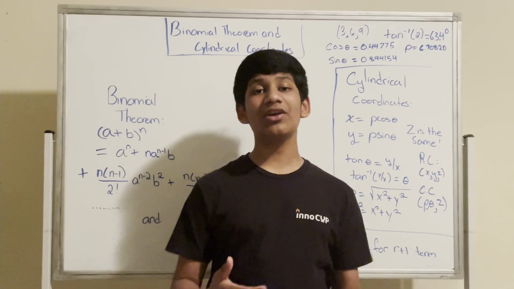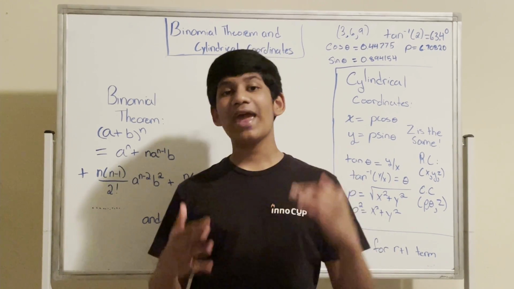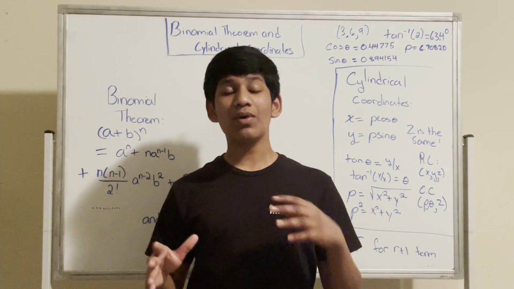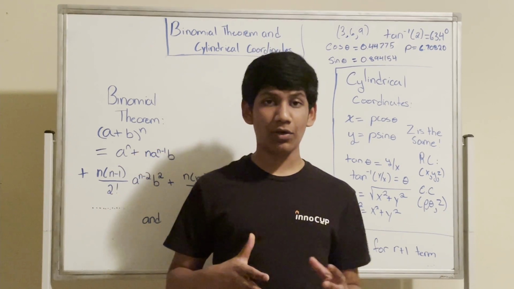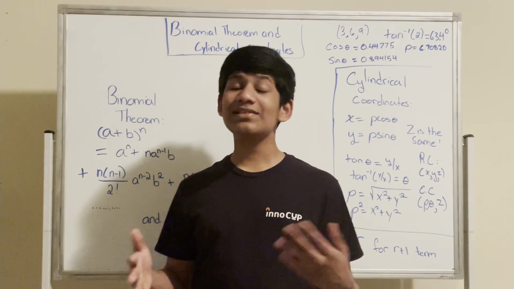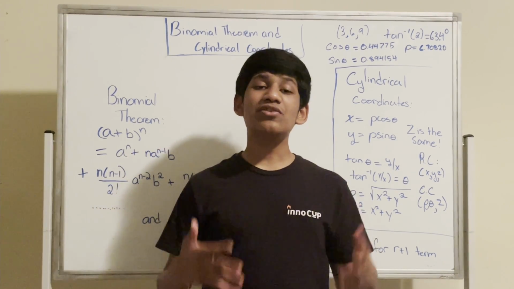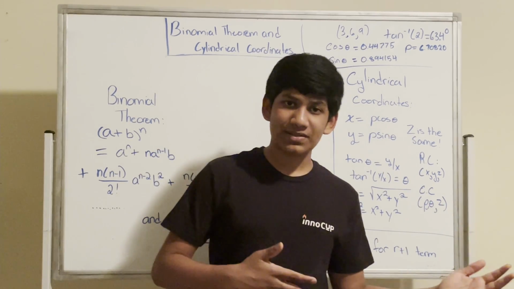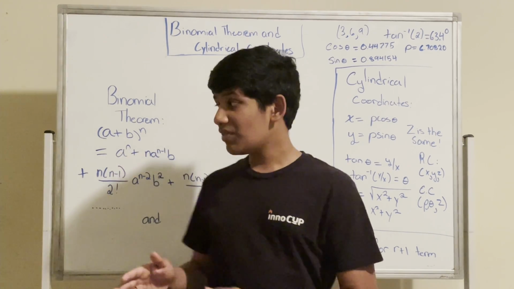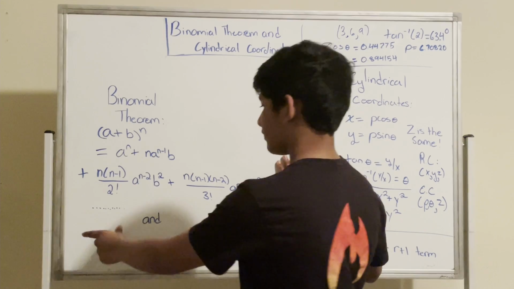Well, the binomial theorem is a theorem that lets us compute a plus b raised to the power of n, as listed over here. Or in other words, it lets us take a binomial and multiply it by itself n times. And it lets us do that more efficiently than using standard algebraic methods. So that's essentially what the binomial theorem actually is. This over here is the binomial theorem.